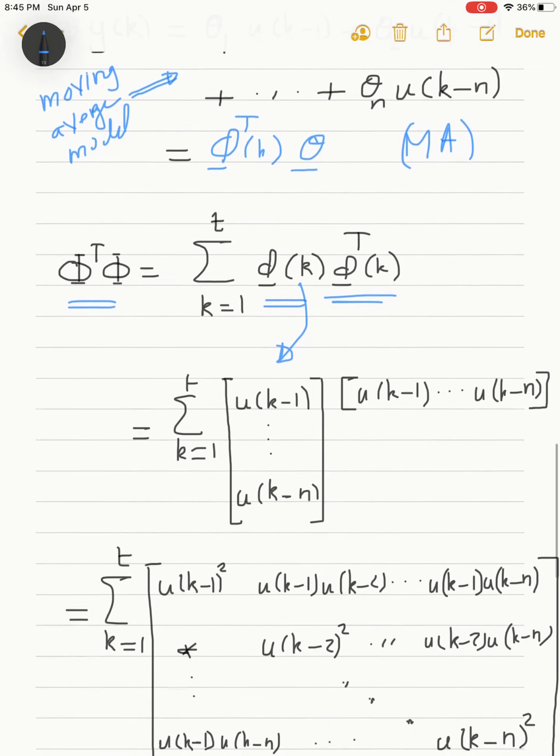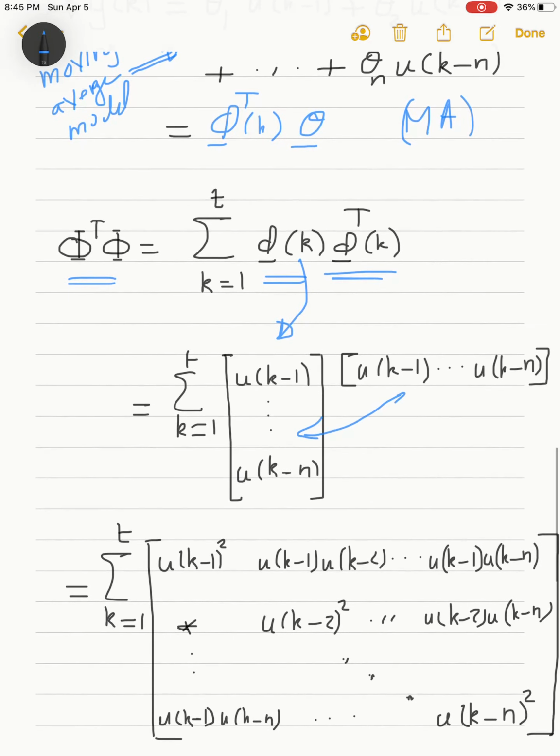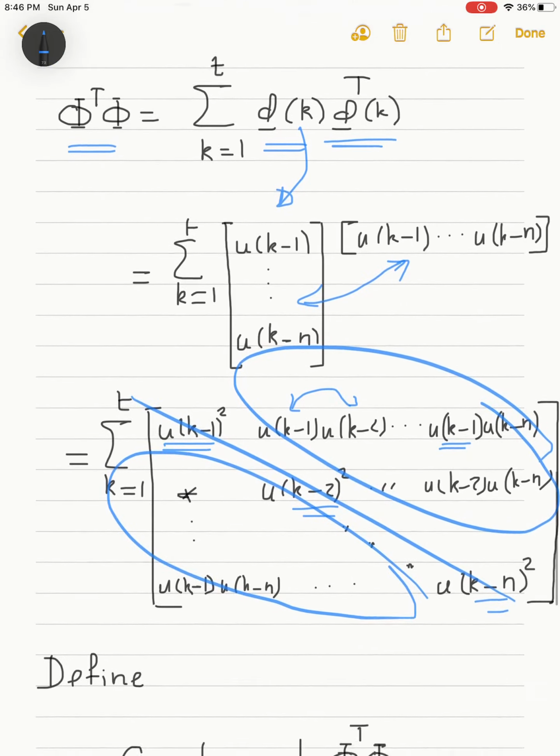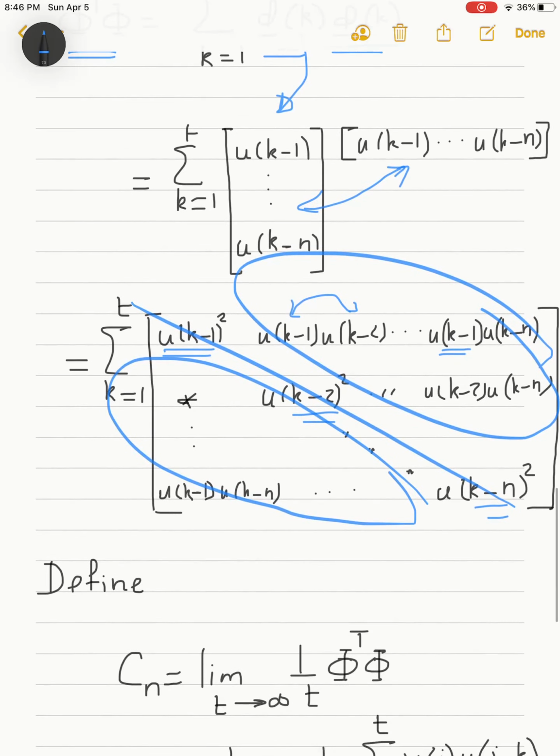Now, if we multiply these two vectors together, we will get an n by n matrix, and the diagonal elements of this matrix would be just the square of the values of u at the different instances, while here we'll have u of k minus 1 times u of k minus 2, and then the shift will increase till we reach here u of k minus 1 times u of k minus n. And this matrix actually is symmetric, which means that the upper diagonal part of the matrix is similar to the lower diagonal part.